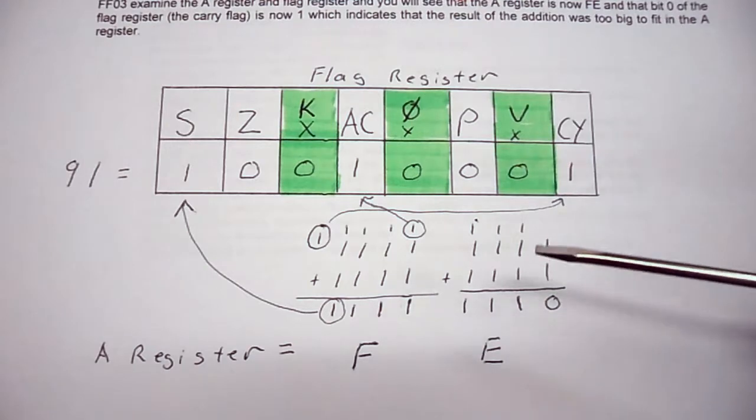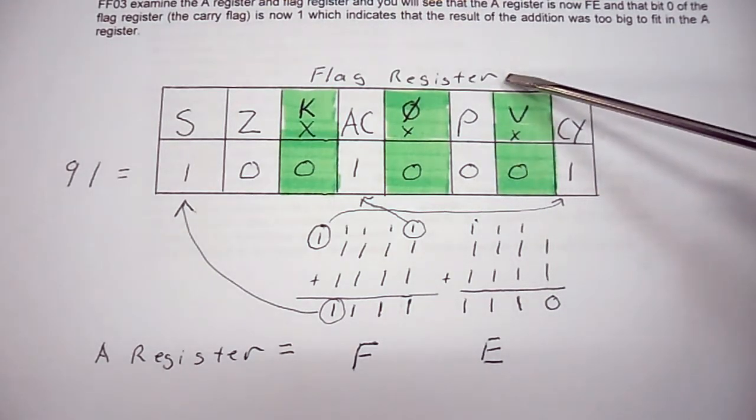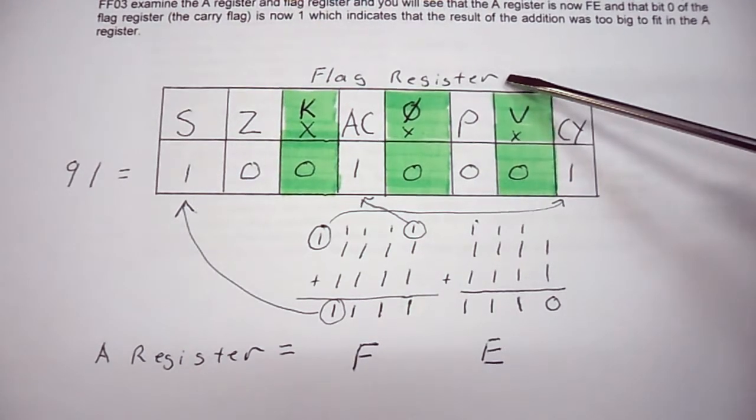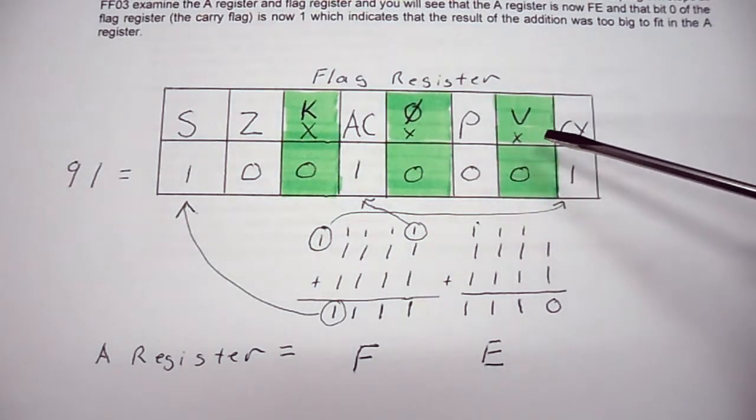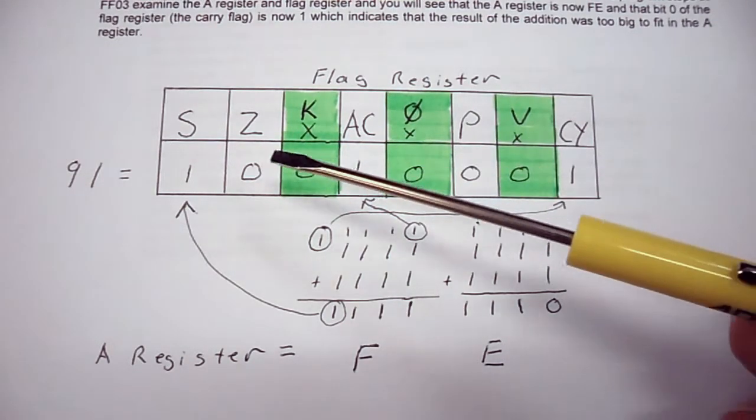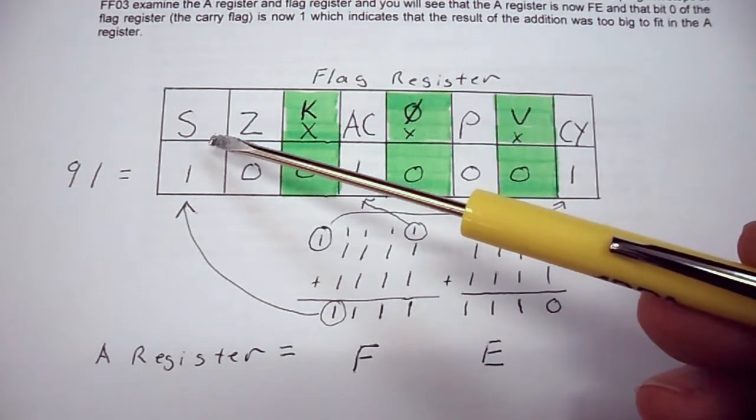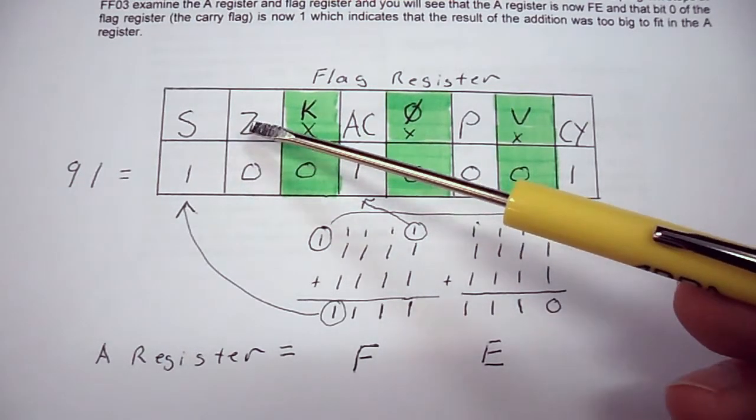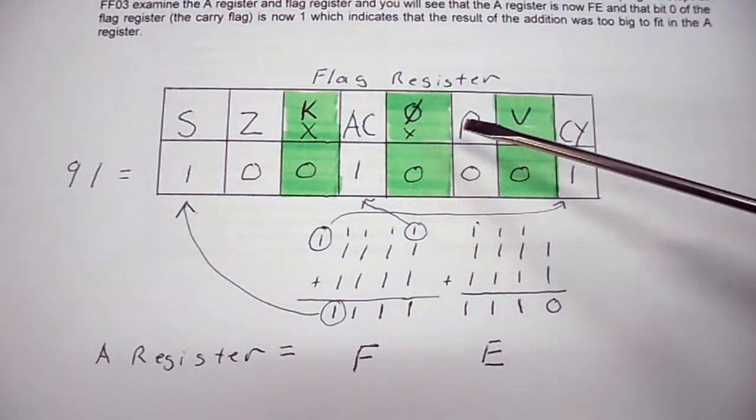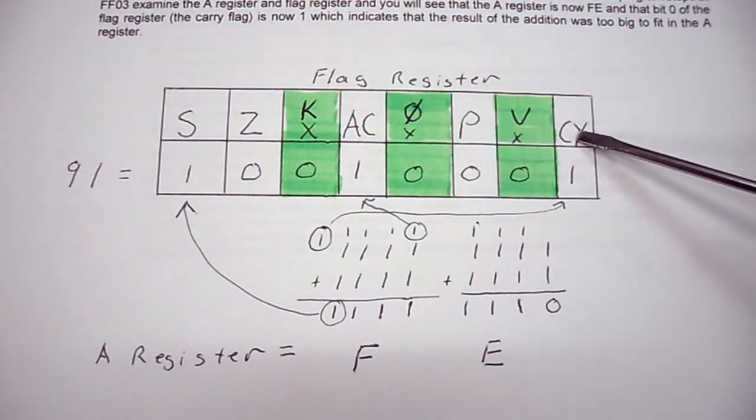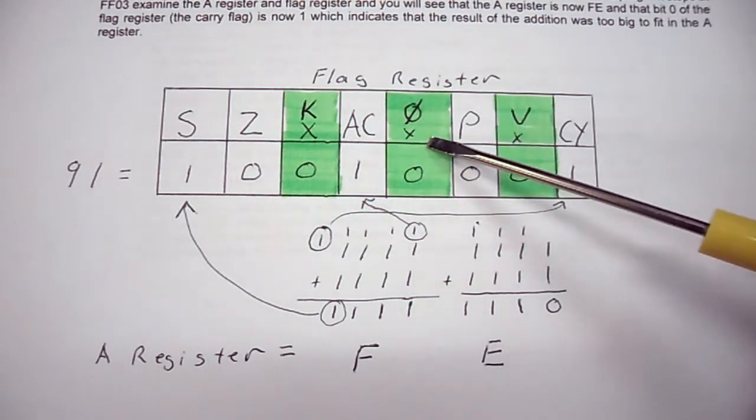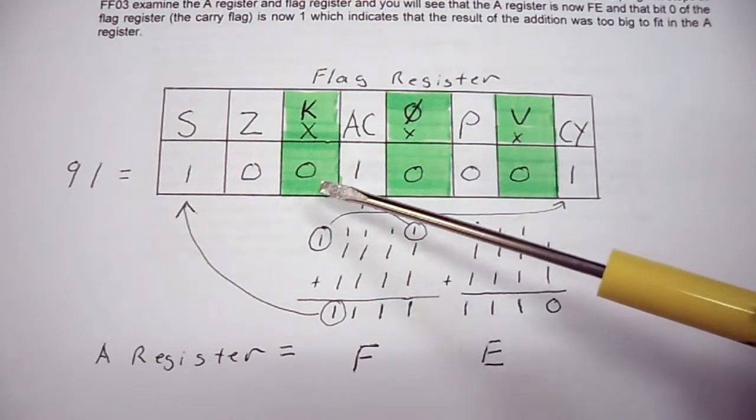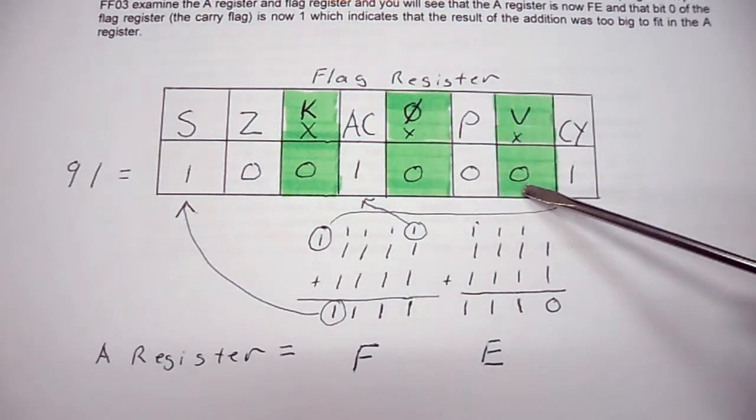I just want to summarize the flag registers that we've talked about today. In version 1.2 of the Primer Simulator, I have labeled each of the bits in the flag register, but keep in mind only 5 of them are documented flag bits. So we have the sign, the zero, the auxiliary carry, the parity, and the carry bit. The 3 undocumented flags, the K, the 0, and the V, are always going to be 0 in my Primer Simulator.